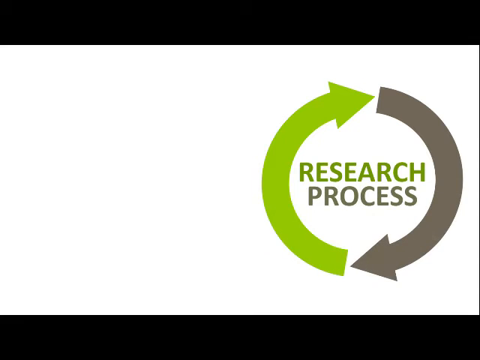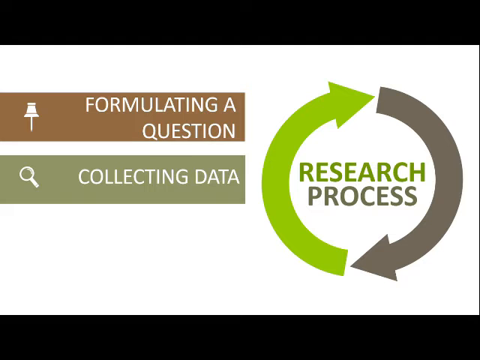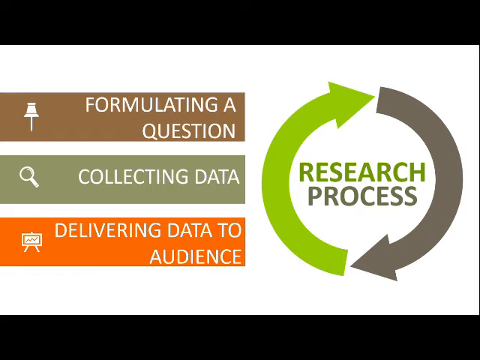Now that you have a good understanding of what research is, we can now discuss the research process. In its most basic structure, there are three main stages of the research process. We begin with formulating a question, and then we continue with the process of collecting data. And lastly, we end by delivering the data to an audience.